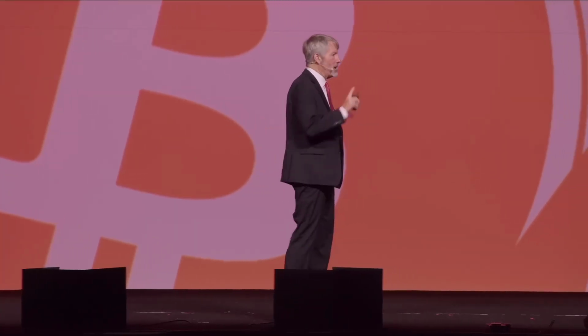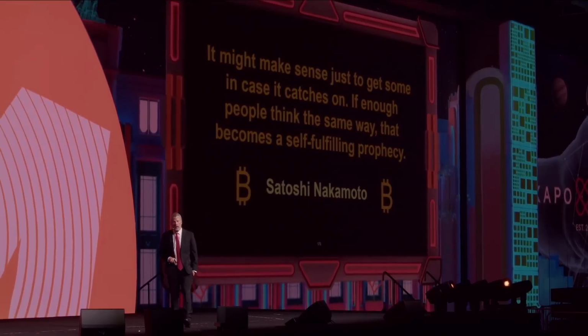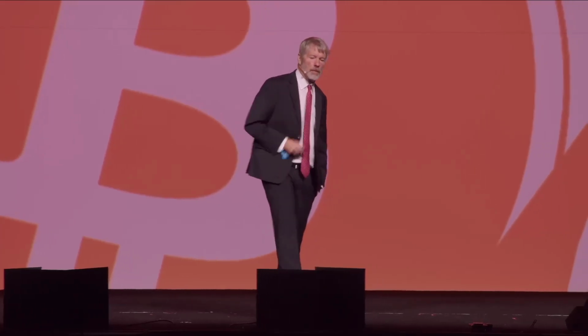And I'm going to leave you with one quote. Satoshi Nakamoto kicked off the Bitcoin network January 3rd, 2009. On January 17th of 2009, 14 days later, 16 months before Pizza Day, when Bitcoin was worth nothing, and it was not going to be worth anything for a year, Satoshi Nakamoto said it might make sense just to get some in case it catches on. If enough people think the same way, it becomes a self-fulfilling prophecy. And never have wiser words been spoken.